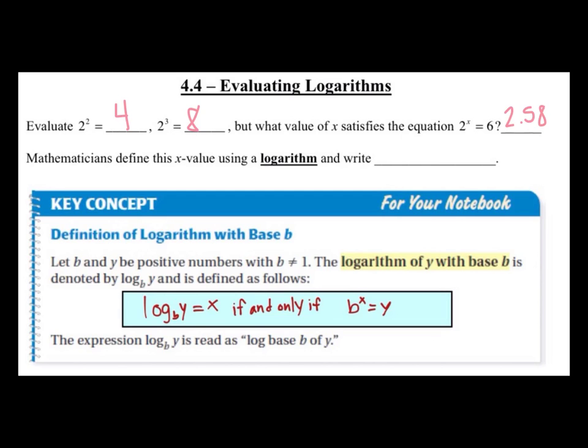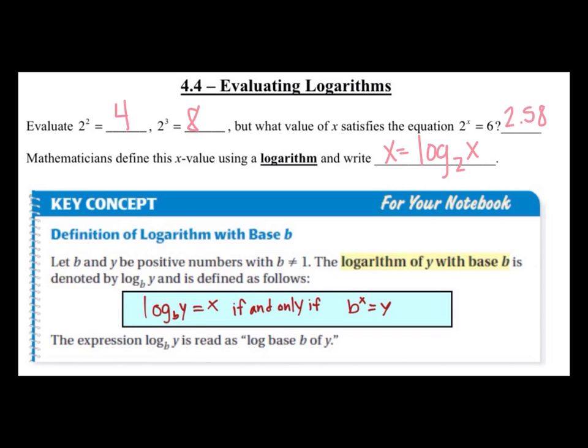So mathematicians define the x value using a logarithm, and they write it as x is going to equal log base 2 of x. So the way we go back and forth between solving logarithms is writing them from log form to exponential or exponential into log, and vice versa.